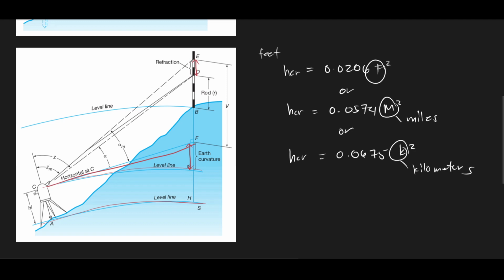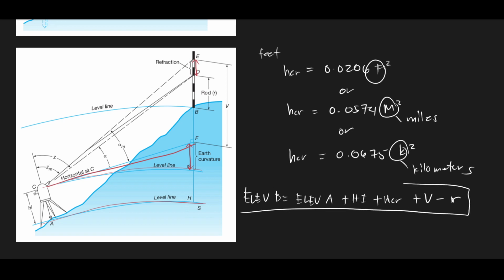So if we want to calculate the elevation of B in this case, the elevation of B is equal to the elevation of A plus HI, and then to take into account the curvature and refraction, just add the HCR, plus V, and then minus R. Okay, so there you have it. This is the formula for finding the elevation of B, taking into account curvature and refraction.